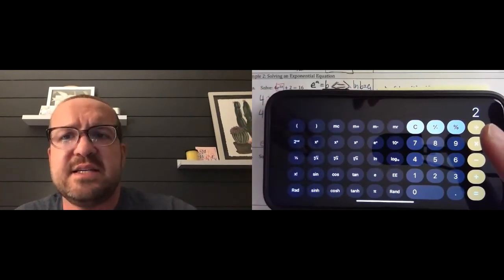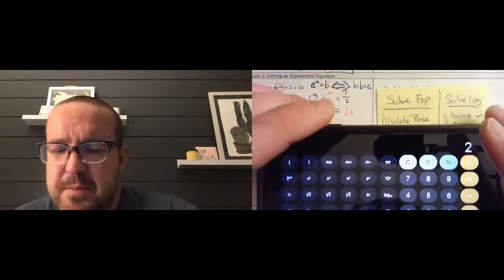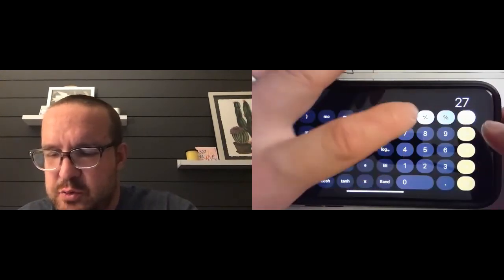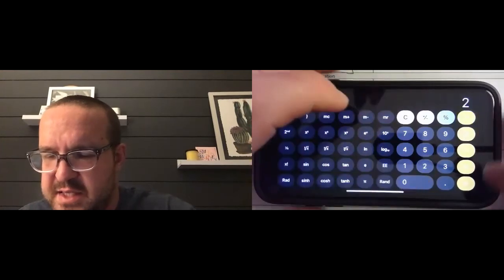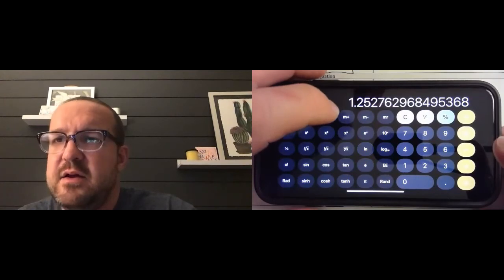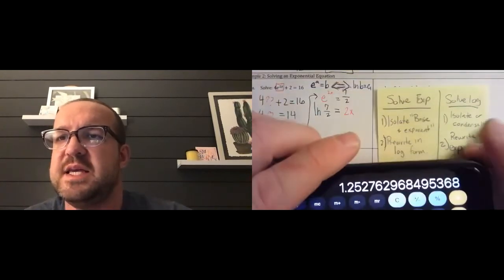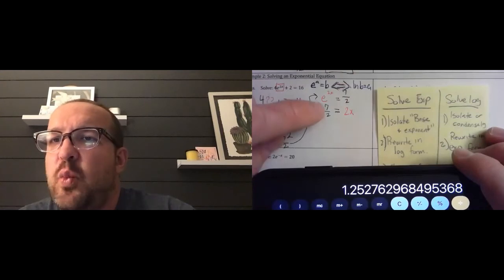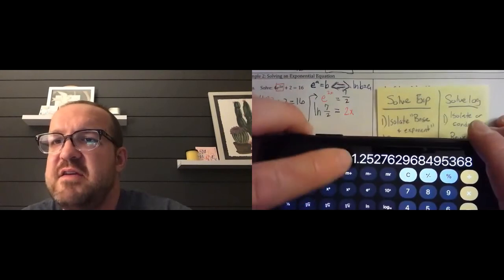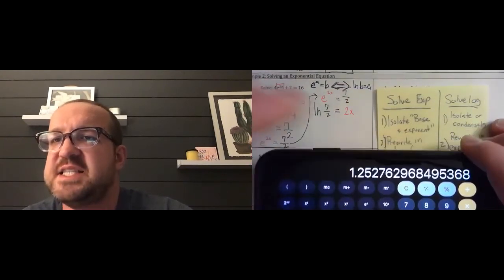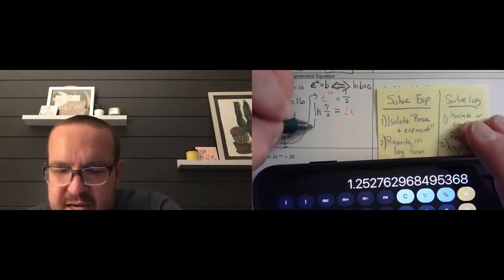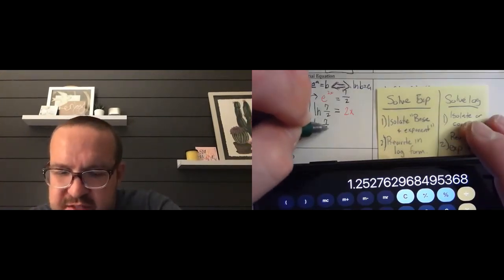In most cases you have to hit the natural log first, but because of the calculator I'm using, I need to hit the natural log second. So basically what that means is, e to what power is 7 over 2, or 3.5? It's 1.2567. Right? So I'm going to leave this written down this way, the natural log of 7/2.